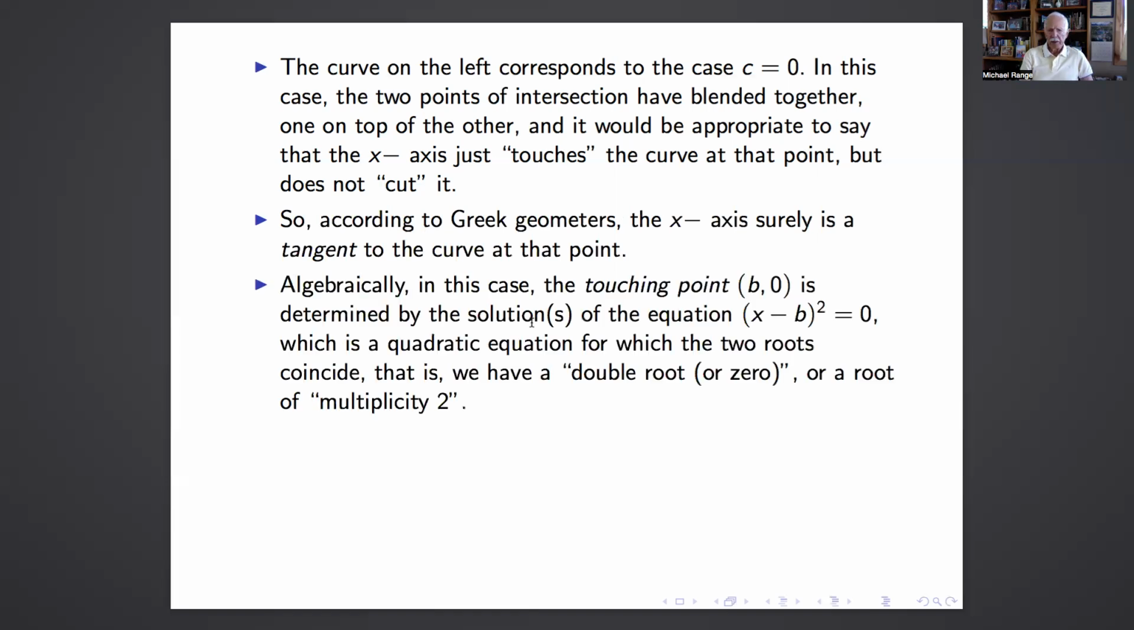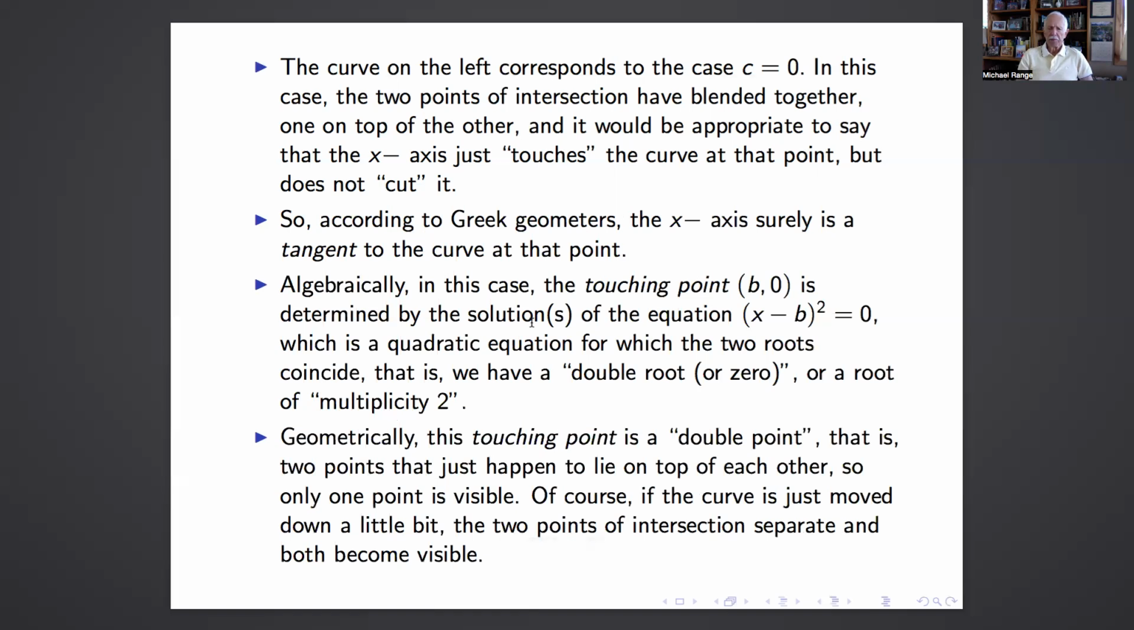And algebraically, in this case, the touching point (b, 0) is determined by the solutions of the equation (x - b)^2 = 0, which is a quadratic equation for which the 2 roots coincide. That is, we have a double root, or double zero, or a root of multiplicity 2. Geometrically, this touching point is a double point. That is, 2 points that just happen to lie on top of each other. So only 1 point is visible. Of course, as we pointed out a short moment ago, if the curve is just moved down a little bit, the 2 points of intersection separate and both become visible.